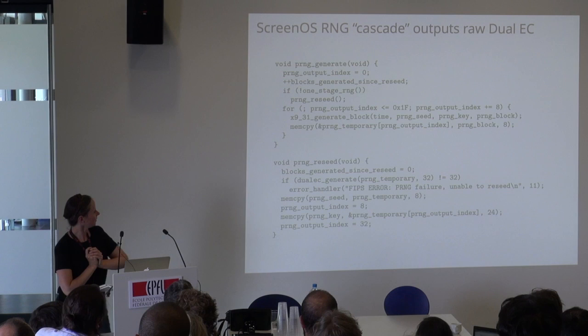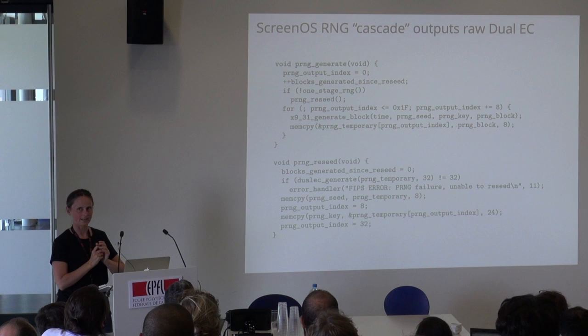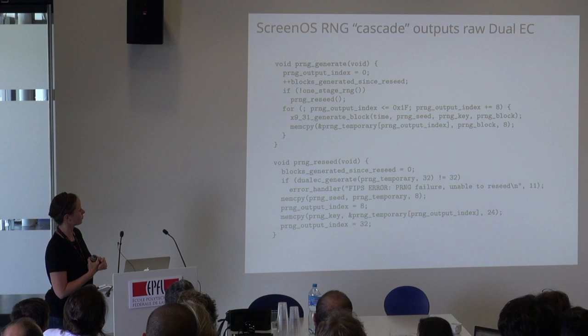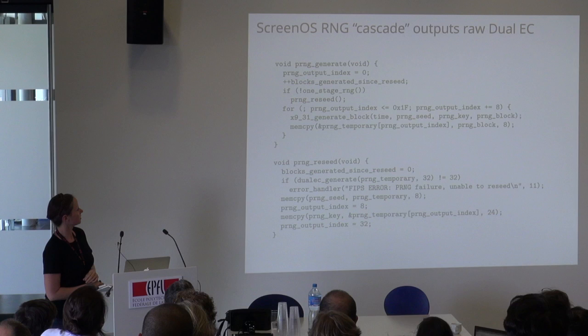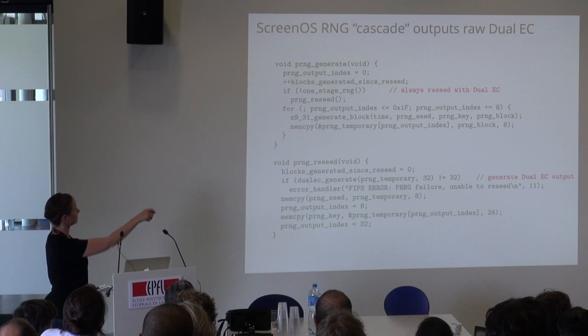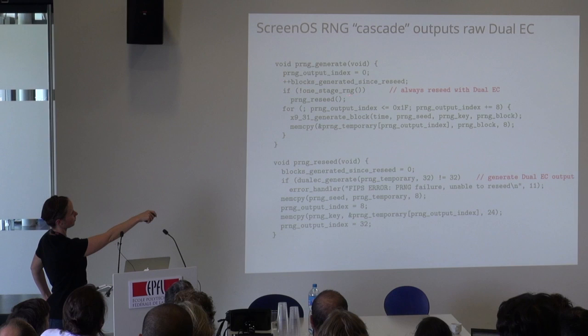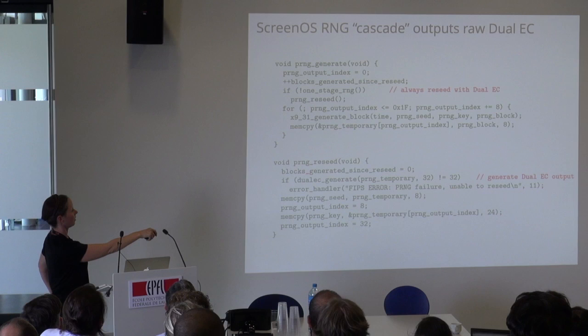Okay. Here is some pseudocode from Juniper's ScreenOS RNG cascade that is supposed to output ANSI X931 stuff. This is due to a lot of reverse engineering by some of our co-authors, prominently Steve Checkoway, who is amazing at reverse engineering. Okay, so this is a lot of pseudocode. The picture here is that it's going to generate some output. It has this reseed function, and this reseed function is actually going to generate dual EC. This is always true, so it's always going to reseed, and when it reseeds, it's going to generate a block of dual EC output.